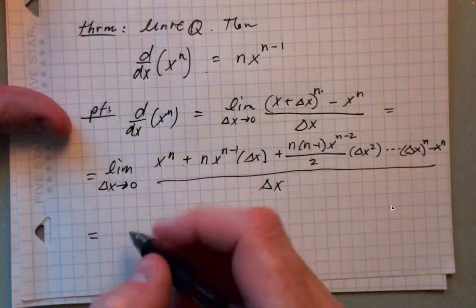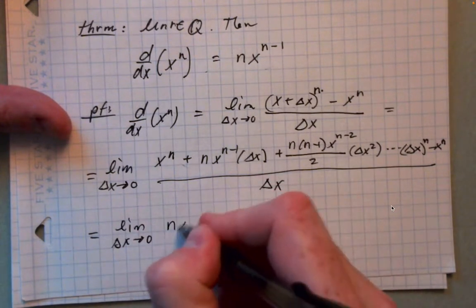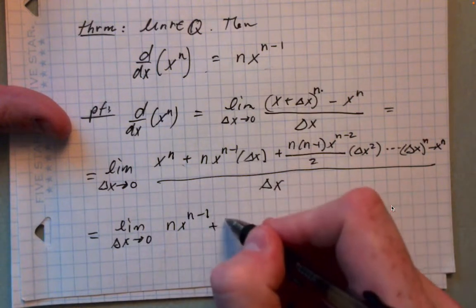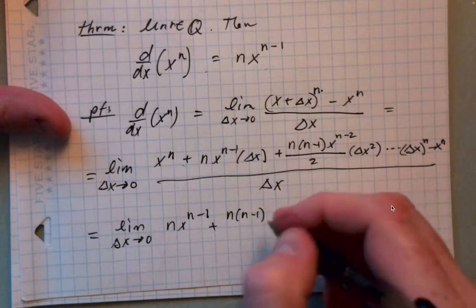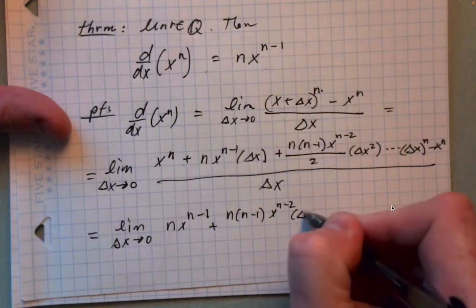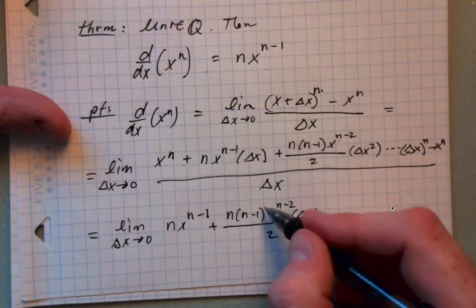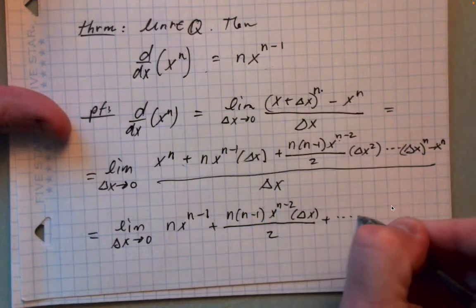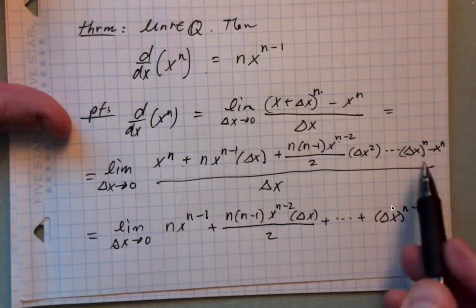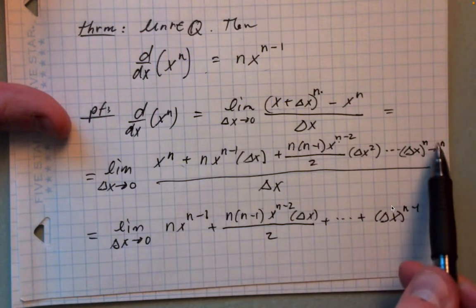and what you end up with is the limit as delta x goes to 0 of nx to the n minus 1 plus n minus 1 x to the n minus 2 times delta x, and then that's all over 2. That's this term. Comes down here. Plus, and again, take some time to think this through, you would get delta x to the n minus 1. And then, of course, this leading term here cancels with the term at the end.